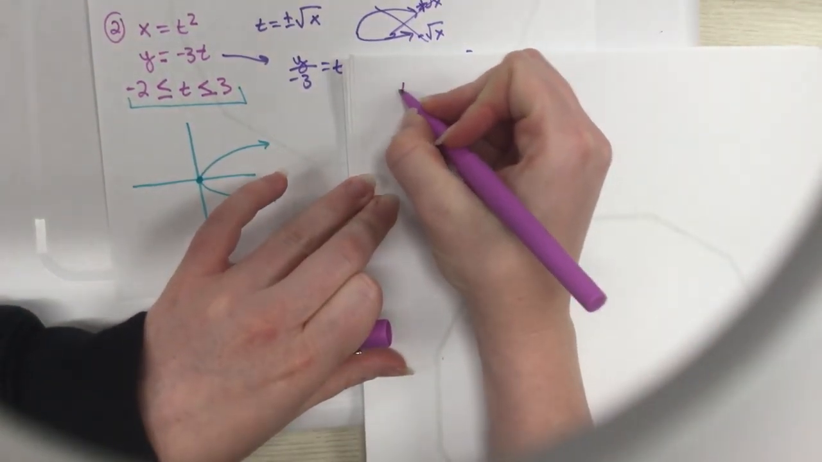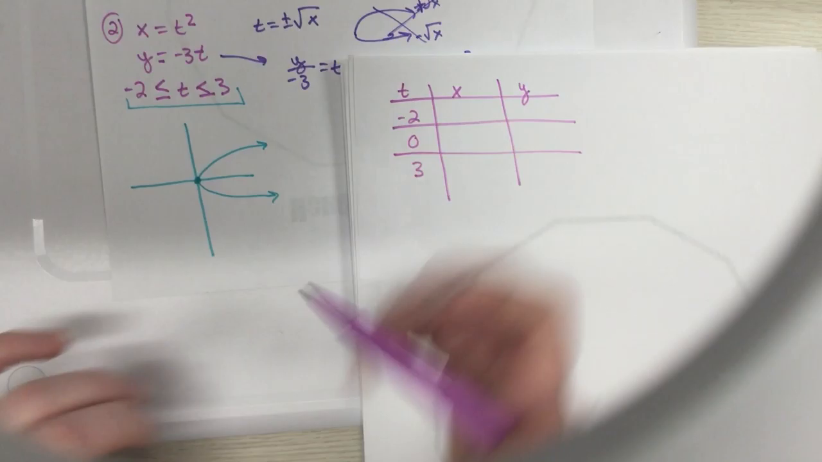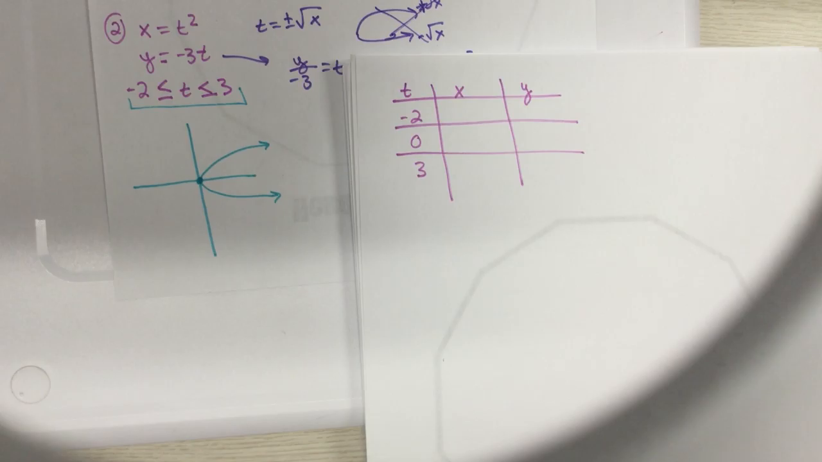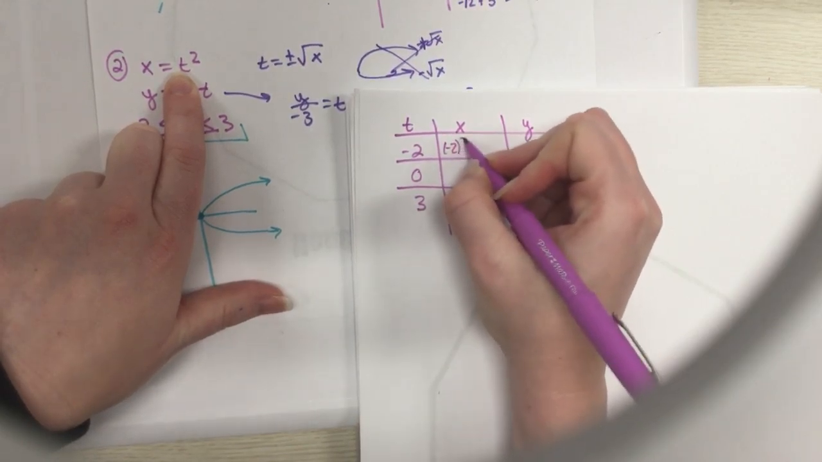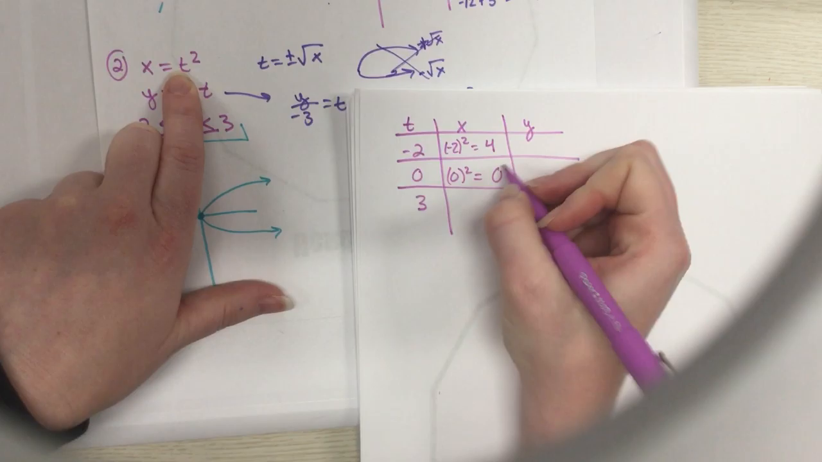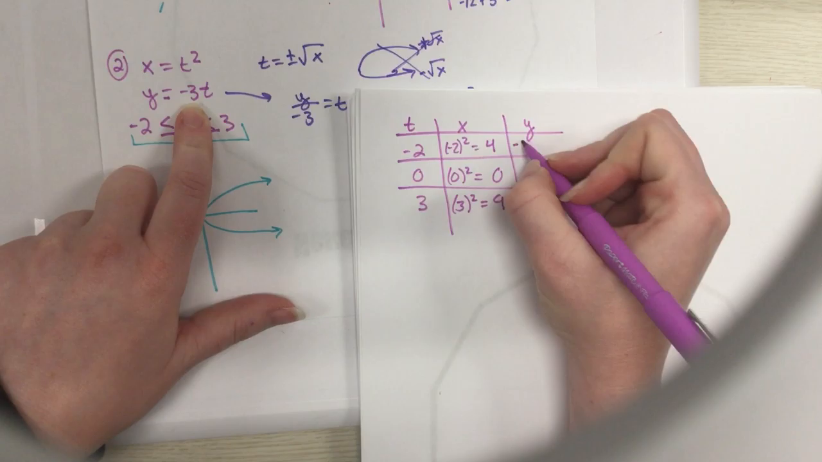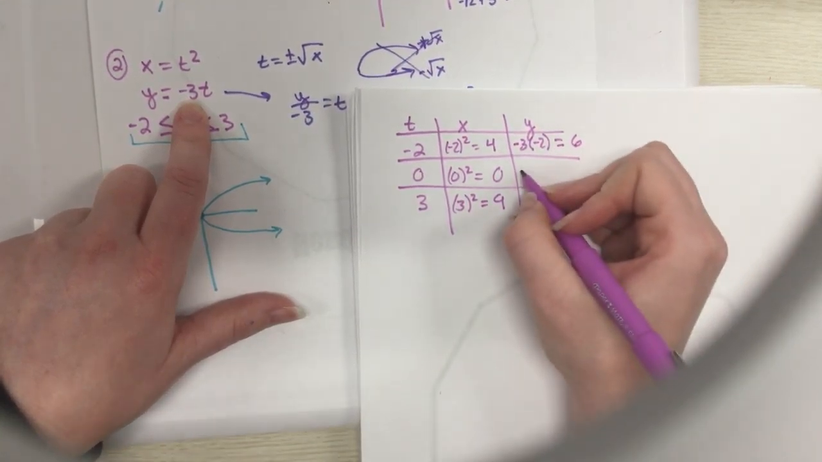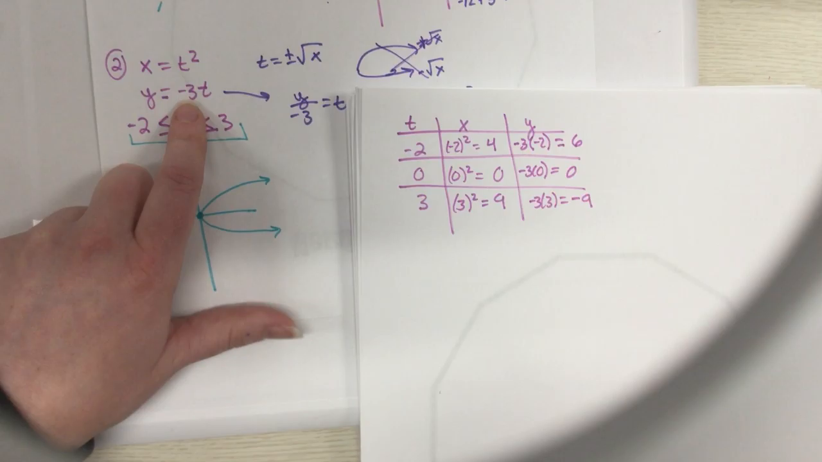All right, so we need a t, x, and a y. Do -2. If you want to do one in between just to help, sometimes it's easier. I think it's a little extra work, but just in case if you need it to see it. Okay, so x is going to be, we're plugging in -2, so this is just our -2 squared, which will become +4. If I plug in 0 squared, it just becomes 0, and 3 squared would become 9. All right, and then we need our y, okay, so this is just -3 times a -2, which would just come out to a +6. Okay, -3 times 0 is still 0. Okay, and negative 3 times 3 is just a negative 9.